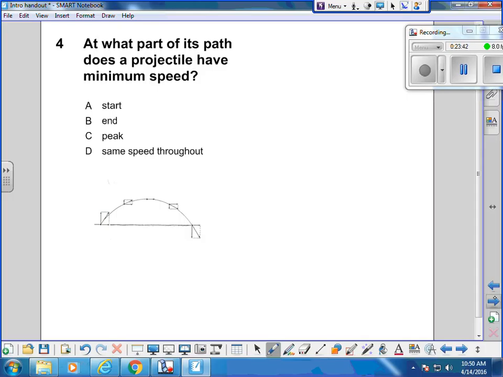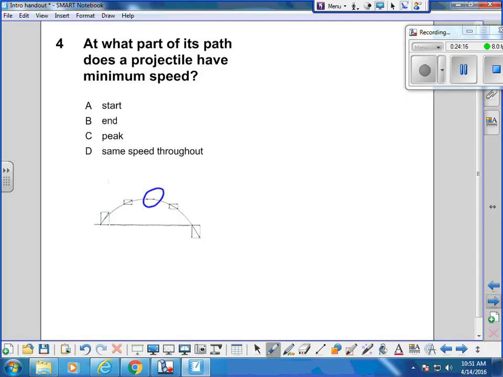At what part of a path does a projectile have minimum speed? When is it going the slowest? At the start, at the end, or at the peak? Or is it the same speed throughout? I'll get to that in a sec. At what part does it have minimum speed? It's right there at the peak.